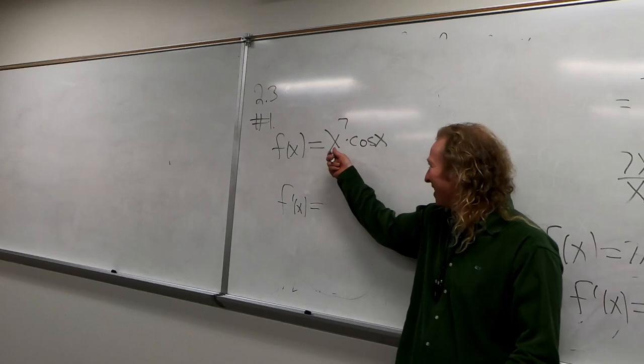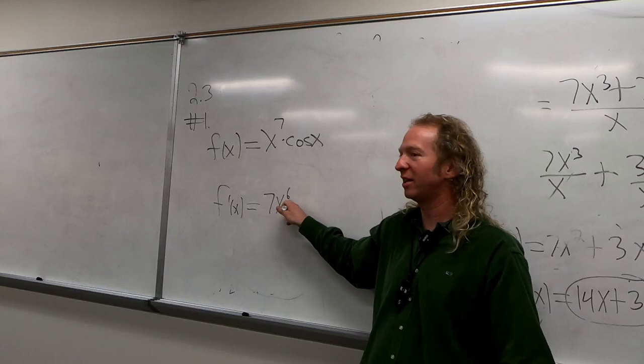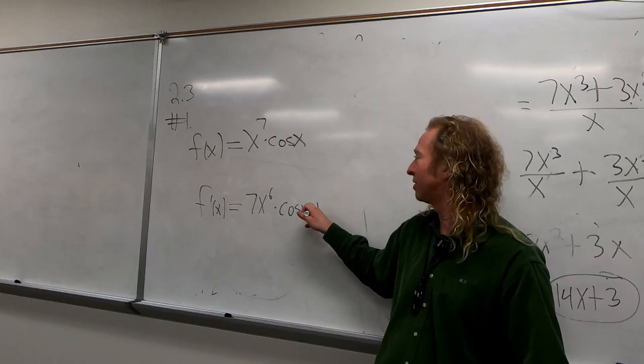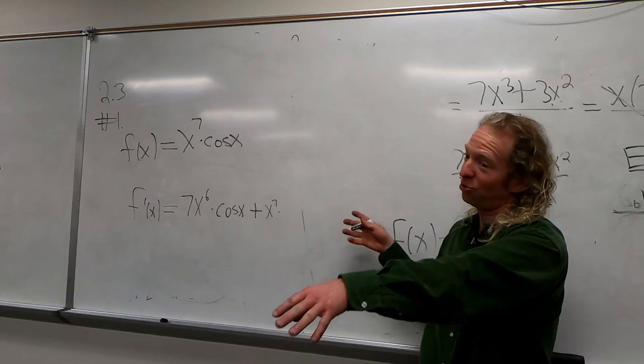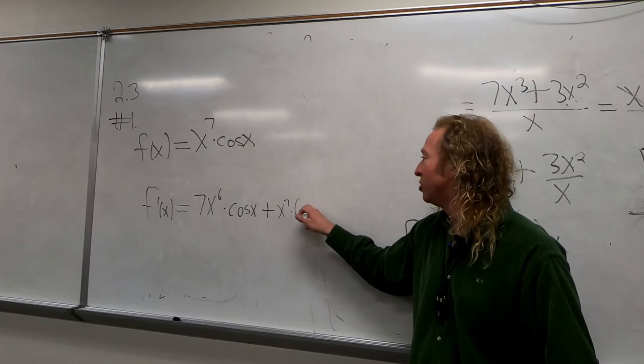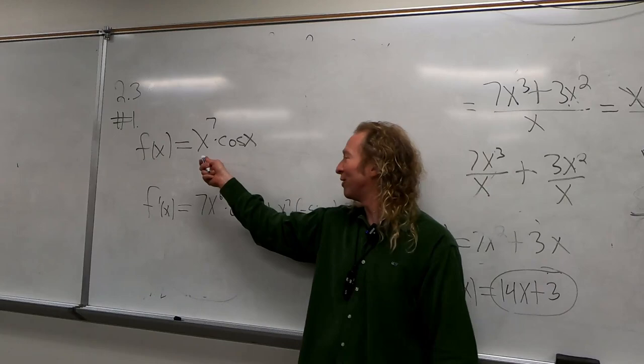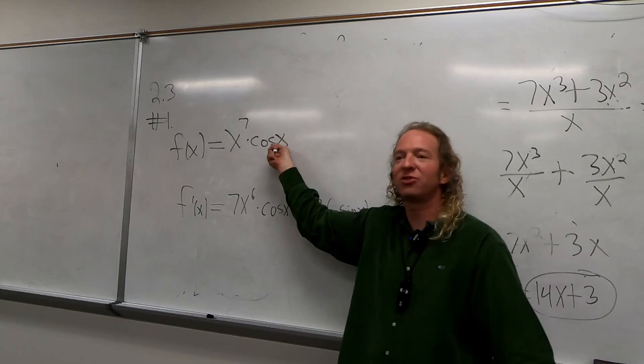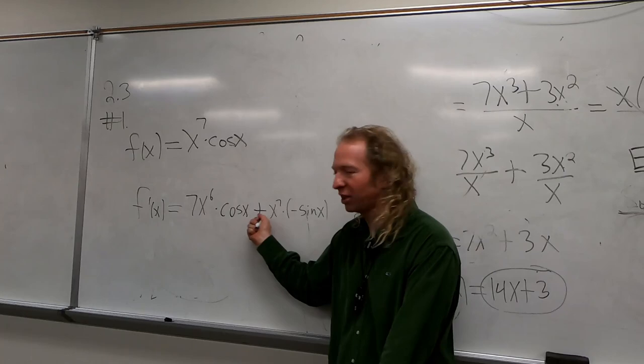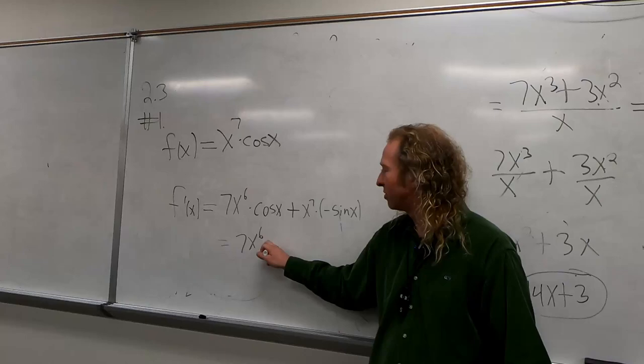All right, so it's the derivative of the first times the second plus the first times the derivative of the second. I'll show that step, but you can do it if you want to. What's the derivative of cosine? Negative sine. So you can skip a step here, but I didn't want to because it's a classroom. And then just put the negative here. That'd be the last step. So it'd be 7x to the sixth cosine x minus x to the seventh sine x. So that's the product rule.